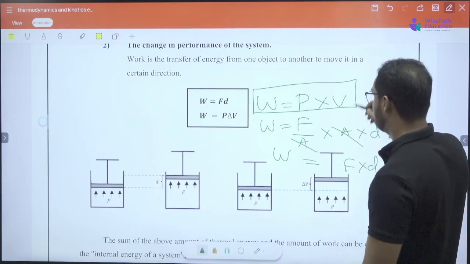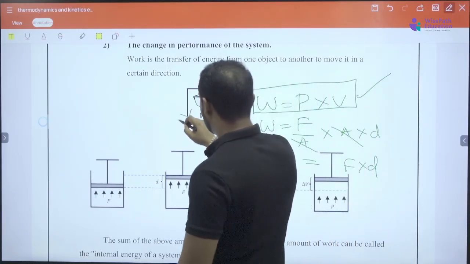So this is a new equation. Put a star mark or highlight it, do anything.